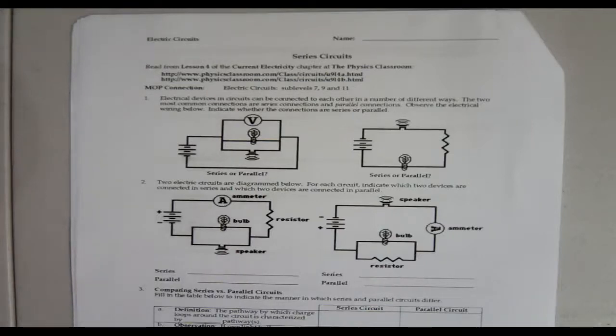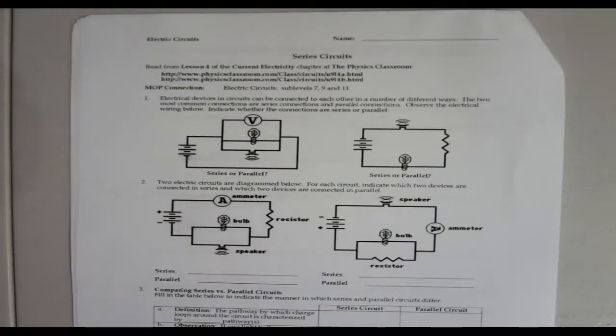So remember that parallel circuits have separate pathways for electrons to flow, and series has one pathway for electrons to flow. So let's look at number one. Electrical devices and circuits can be connected to each other in a number of different ways. The two most common connections are series connections and parallel connections. Observe the electrical wiring below, indicate whether the connections are series or parallel.